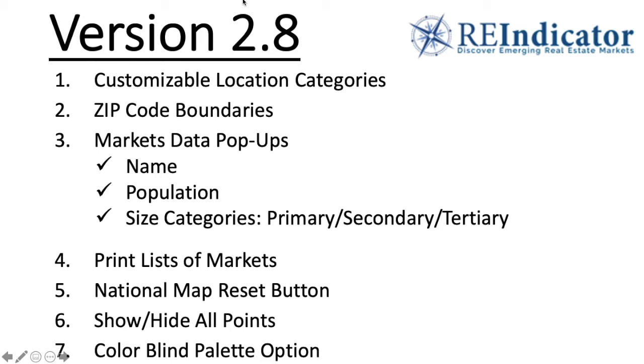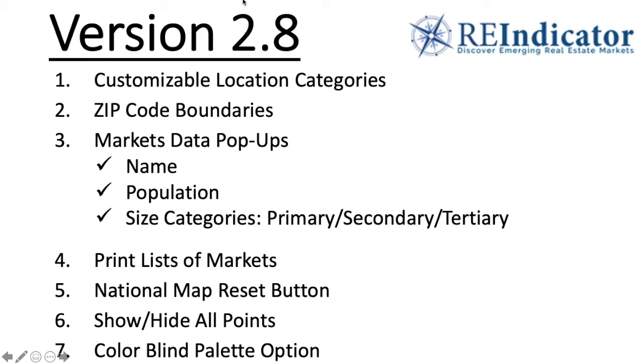Number 1, we have a customizable locations category feature built into the system. You no longer have to take the ones that we've given you, such as hot prospect and cool prospect, etc., as the only choices. You can now create your own and store them with your account that only you can access. Second on the list is we've added zip codes as a boundary capability, so you can do a little more correspondence with your brokers that's on point. I'll show you how that works.